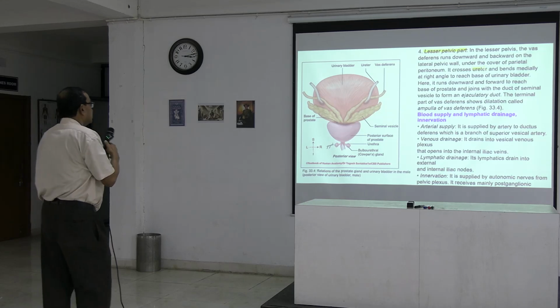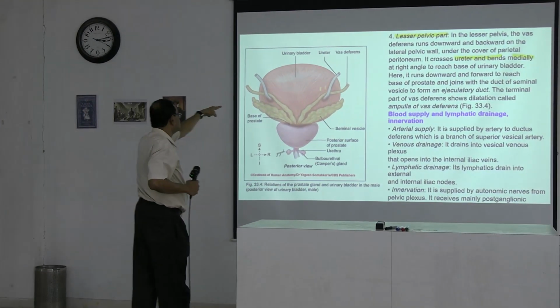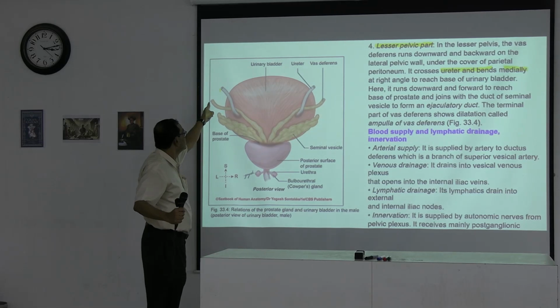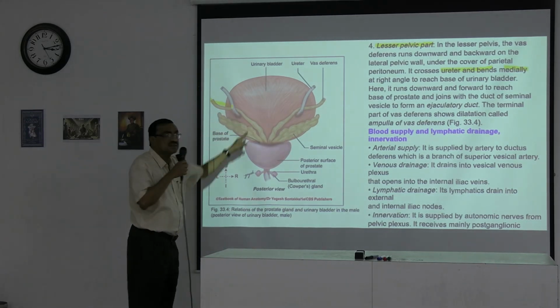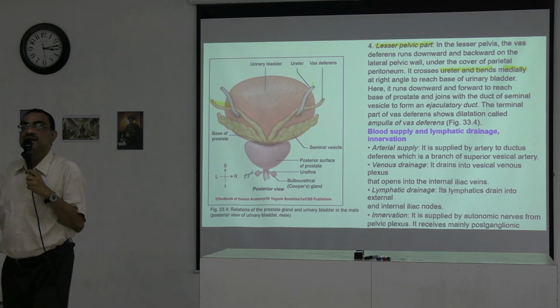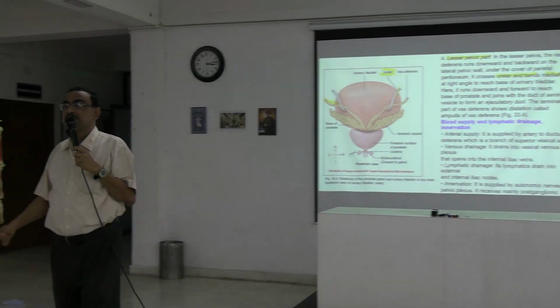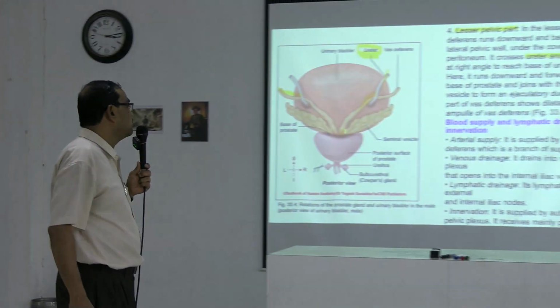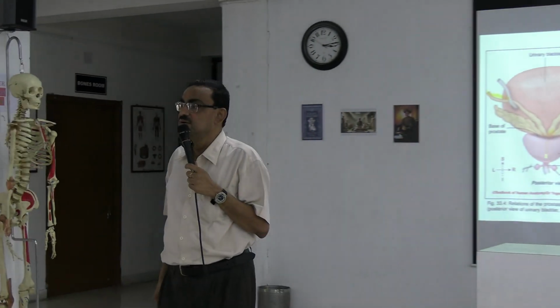You can see these are the ureters, this vas deferens actually crosses the ureter medially, hooks the ureter medially, and there is a dilatation which is called the ampulla of the vas. Okay, and this joins with the duct of the seminal vesicle, and ultimately we get the ejaculatory duct which opens within the prostatic urethra.